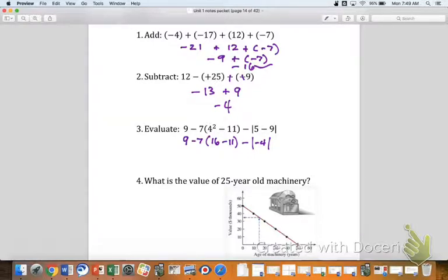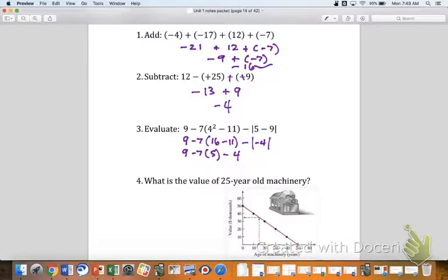Okay, so I'm going to keep going here. I'm still not going to do the 9 minus 7 because that's going to be one of the last things I do. 16 minus 11 is 5. Minus, what's the absolute value of negative 4? 4. So it's just going to be minus 4 there. So I've taken care of the work in the parentheses.